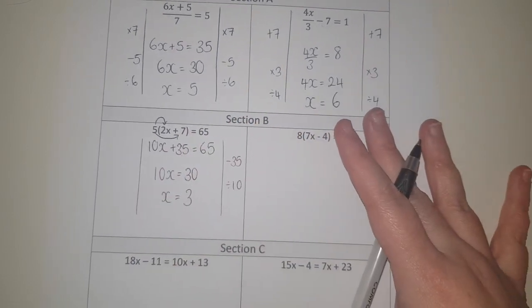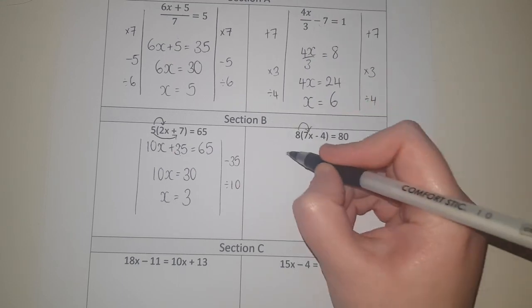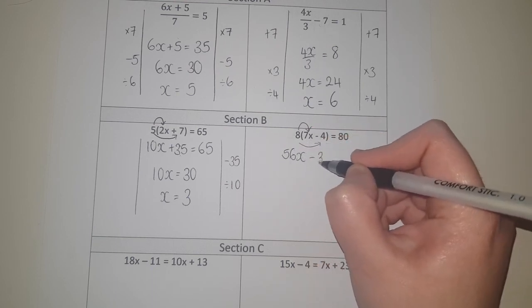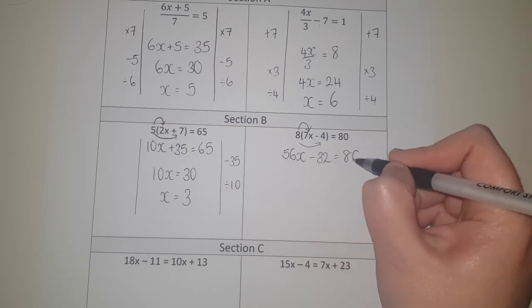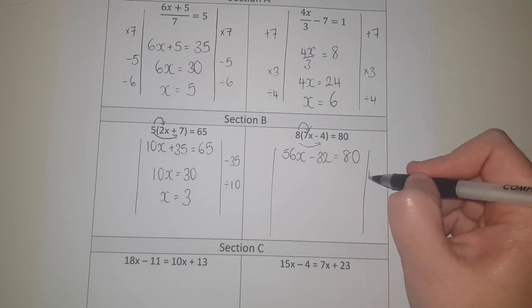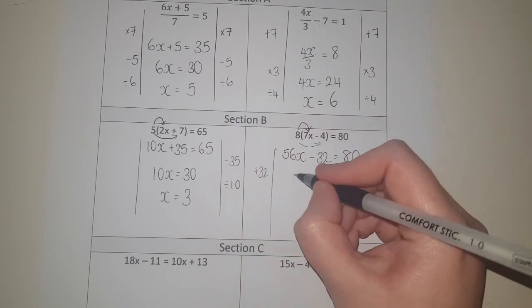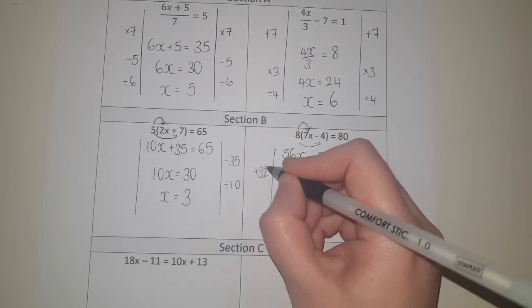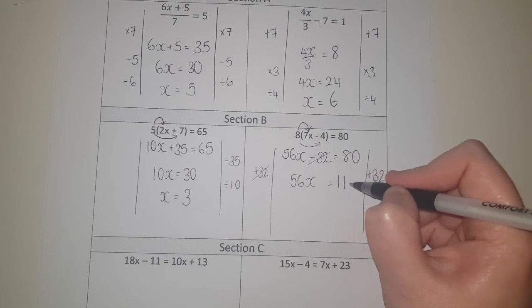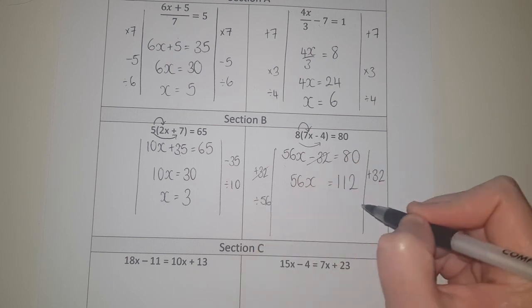Now, I have put some in these examples that turn out as fractions, if you get to one that you're not quite sure about. So 8 times 7x is 56x. 8 times minus 4 is minus 32, is equal to 80. So all we're going to do is, again, added or subtracted first. The opposite of minus 32 is to add 32. That means on this side of the equal sign, I've just got the 56x left, since minus 32 and plus 32 just cancel each other out. On this one, 80 add 32 is 112. And then to get rid of the 56, we're going to divide by 56.